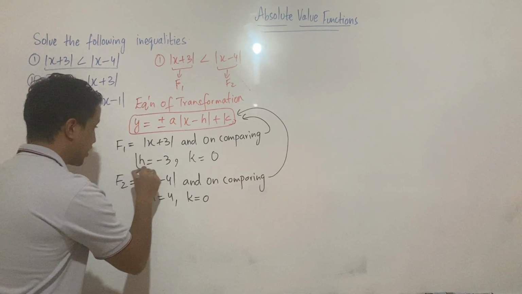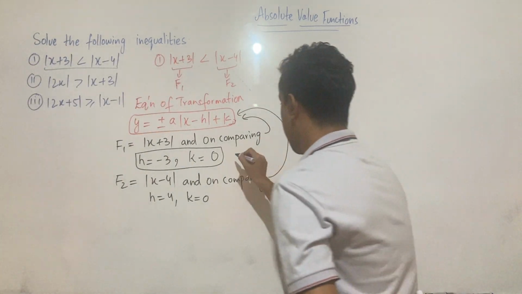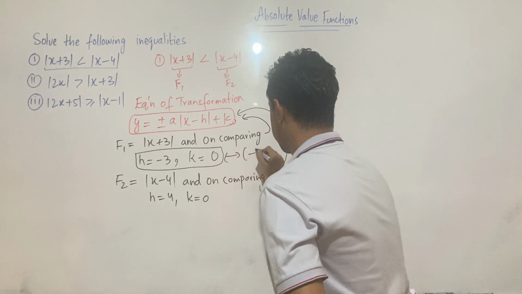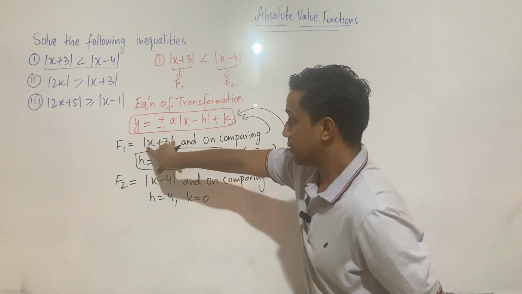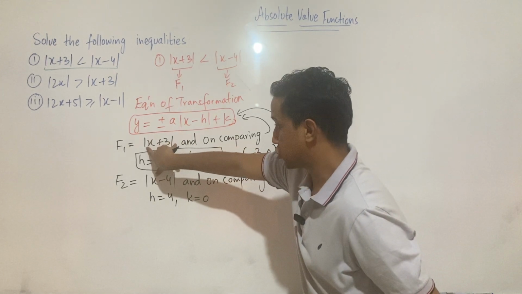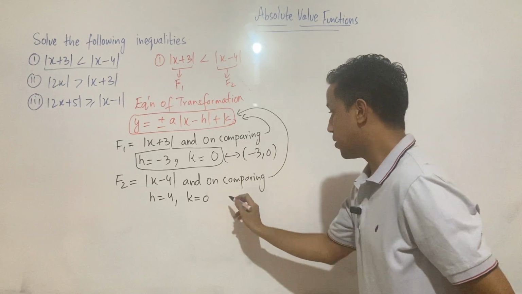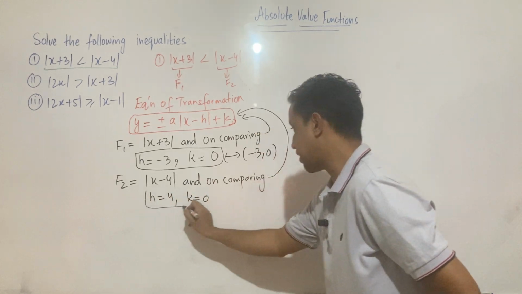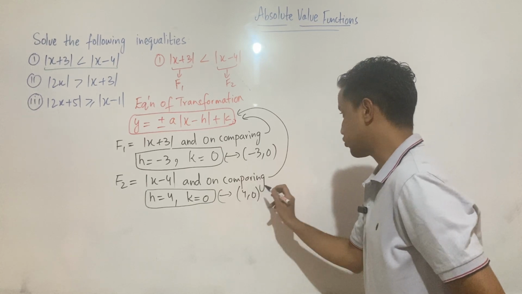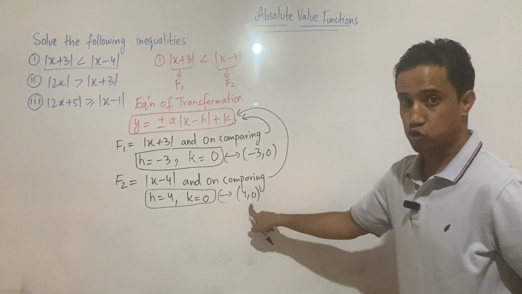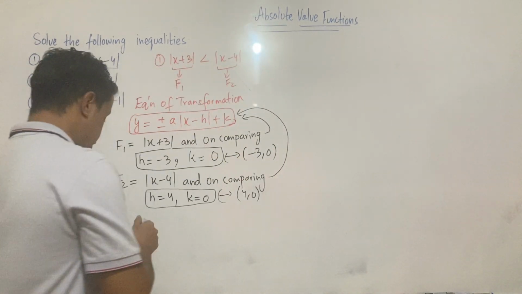Now this h, k can be represented in the form of ordered pair of numbers: minus 3, 0. What does it mean? It means for the graph of this absolute function, the vertex is going to be formed at minus 3, 0. And here, if I represent this in ordered pair of numbers, it's going to be x-intercept, y-intercept, means the vertex is going to be formed at 4, 0 for this.